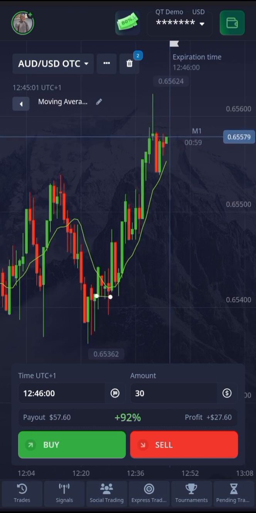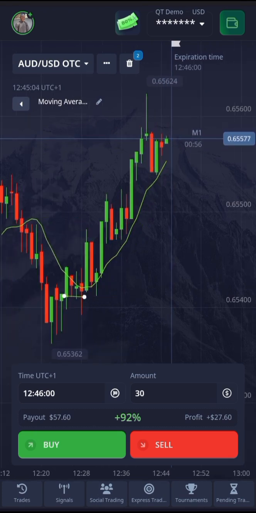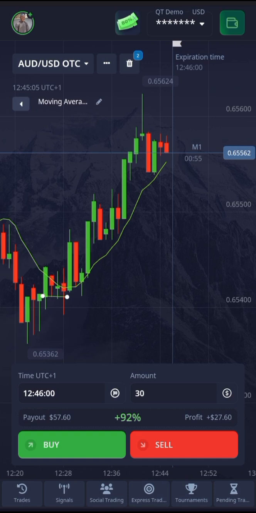Oh no, I see this gap up right here, so I will just wait till the candle retests back to the moving average, so I can continue going for a buy. But right now I will just wait because I see this gap up, and a gap up is always in the favor of sellers, so that's why I'll just wait.